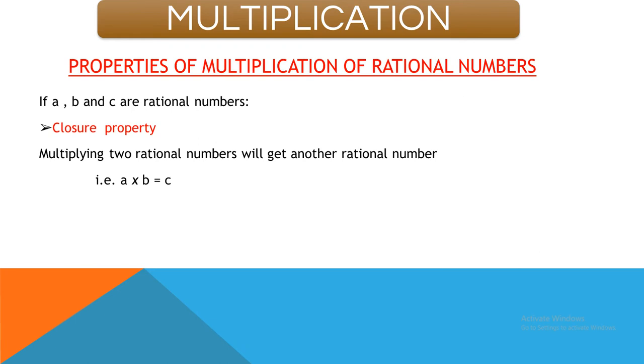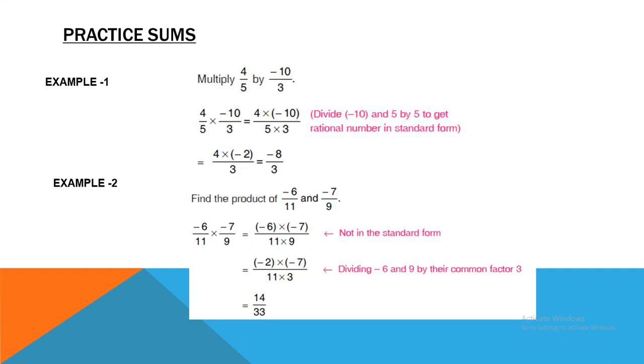So let's start with how we multiply rational numbers and what the properties are. Our first property is the closure property. This property says that if you multiply two rational numbers, you will get another rational number. So if you have A, B and C as rational numbers, and A into B comes out as C, then C will again be a rational number. So the set of rational numbers is closed under this property.